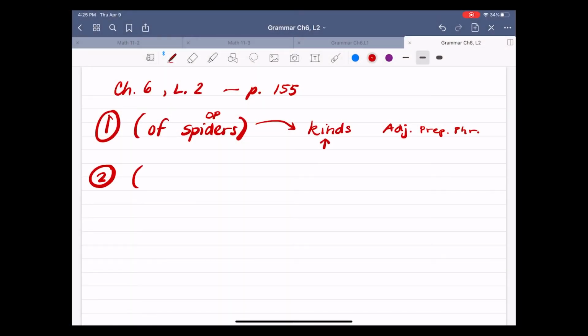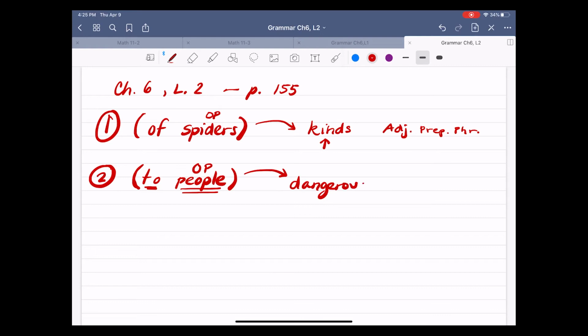Very few spiders are dangerous to people. Can you find the prepositional phrase in there real quick? It probably jumped right out at you, and it is to people. So we're going to put it in parentheses. It starts with the preposition, ends with the OP. That's our prepositional phrase. Now, to people is telling you about what? It's telling you about dangerous.